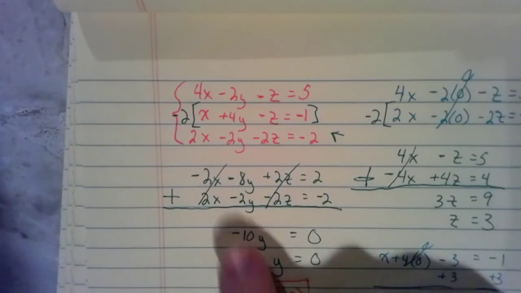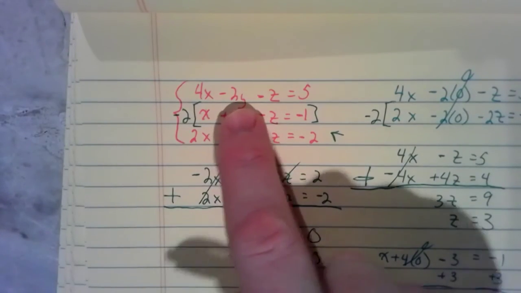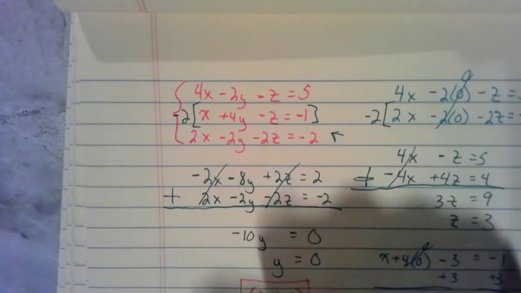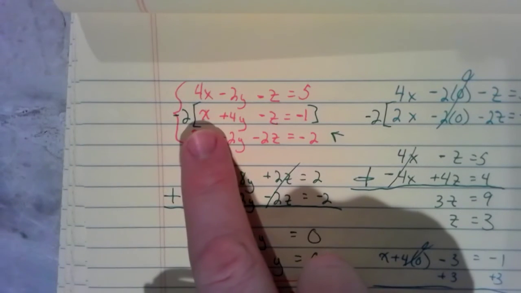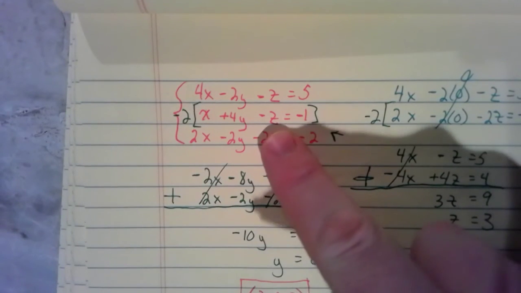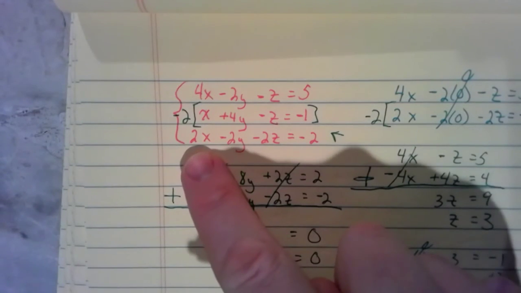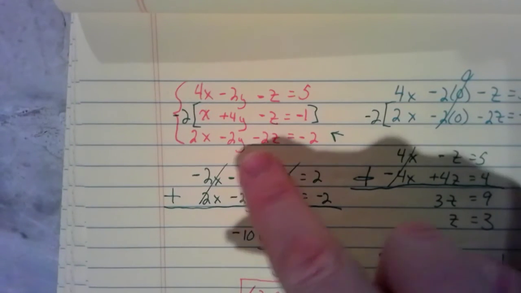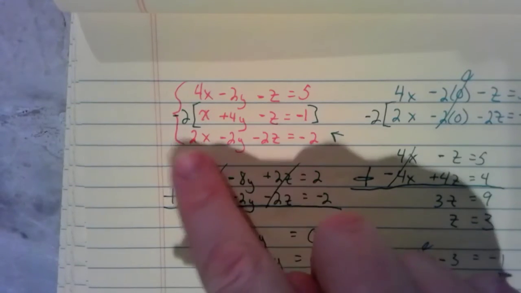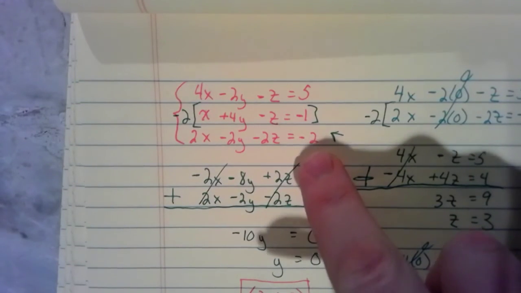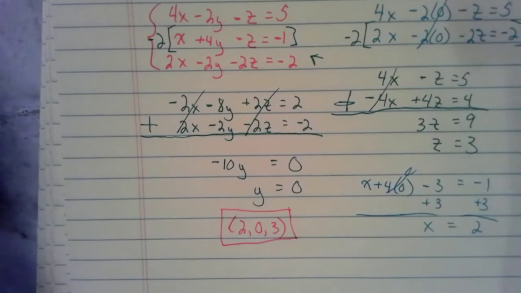Go up to the top. 4 times 2 is 8. 0 minus 3. 8 minus 3 is 5. 2 plus 0 minus 3. 2 minus 3 is negative 1. 2 times 2 is 4. Minus 2 times 0 is 0. Minus 2 times 3 is 6. 4 minus 6 is negative 2. So you can see it satisfies all three equations.